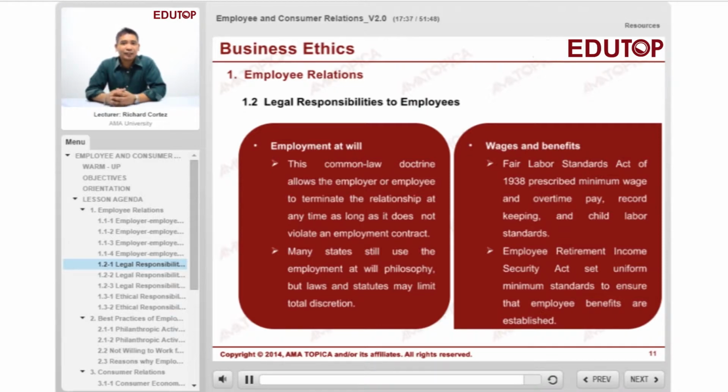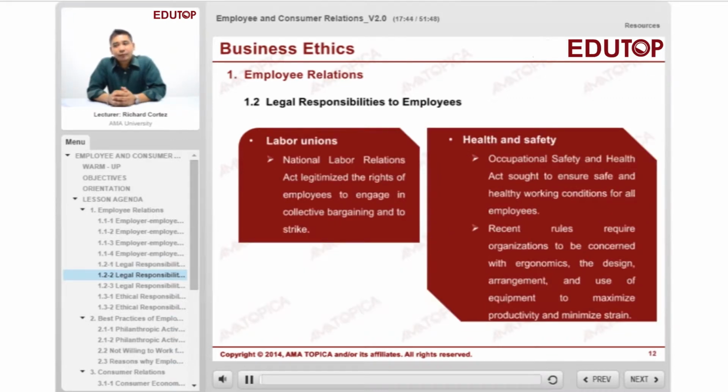Since they are no longer working, at least they still have some amount of money with them after retirement. So still in the legal responsibilities to the employees, sometimes the company can allow their employees to establish or join a labor union. So a labor union is important for the employee. That is one way of voicing out their complaints and grievances to the company. So the company should recognize a labor union established in the company.